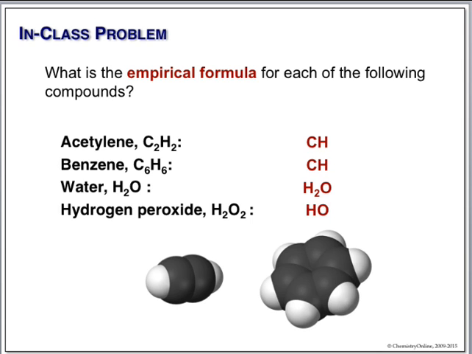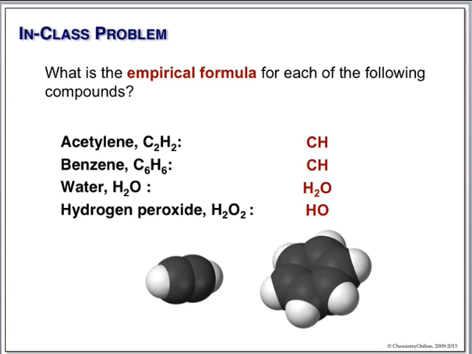Very simple concept. Why do we care about empirical formulas? Because one of the things you do in chemistry is analyze things. When you analyze something, the number that you get, the thing that you solve for, is the empirical formula. So that's why empirical formulas are important.